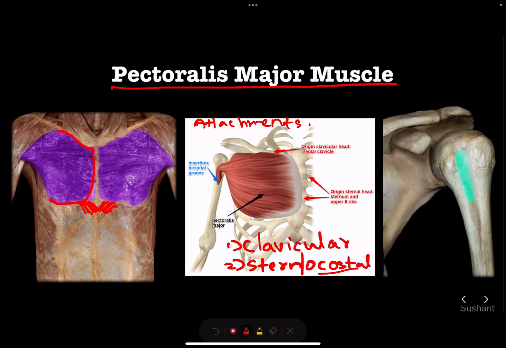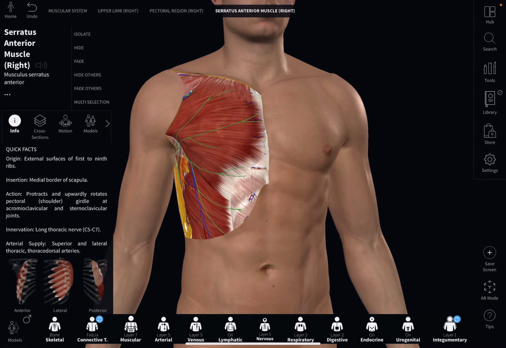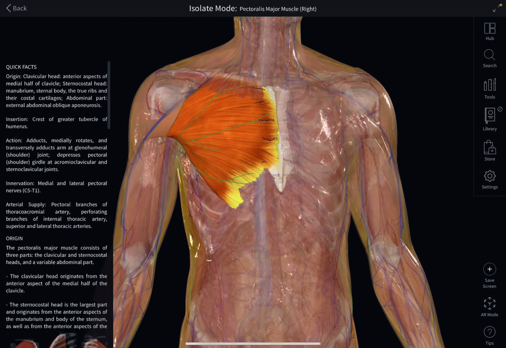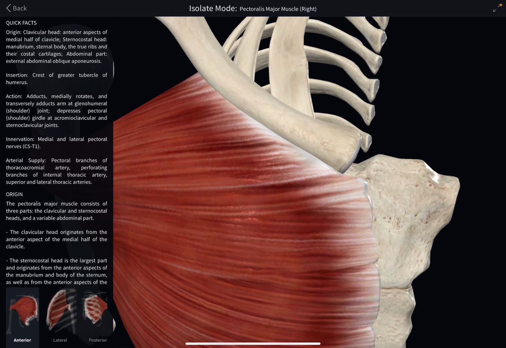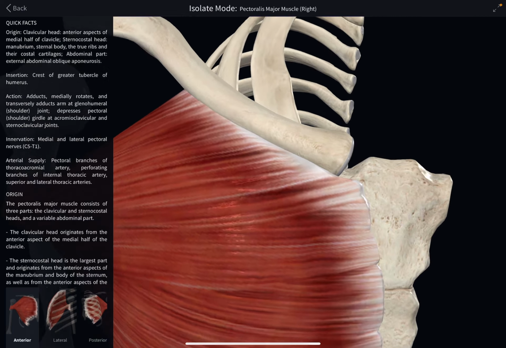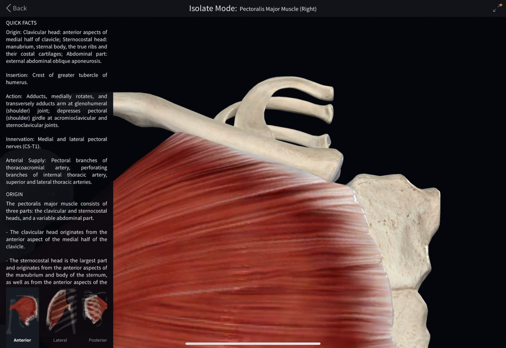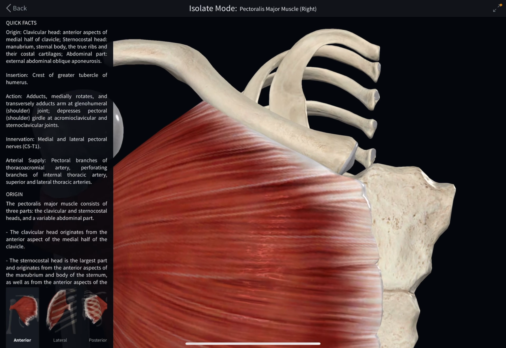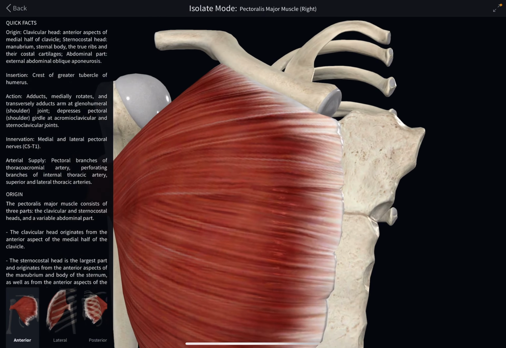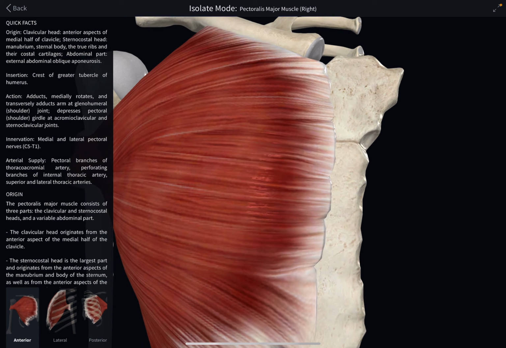Now let us look at the clavicular head of the pectoralis major muscle. Here is the pectoralis major muscle. There is a part of it taking origin from the clavicle, called the clavicular head. Which part of the clavicle? The anterior surface of the medial half of the shaft of the clavicle. So that's the clavicular head of the pectoralis major muscle. Next we have the sternocostal head.